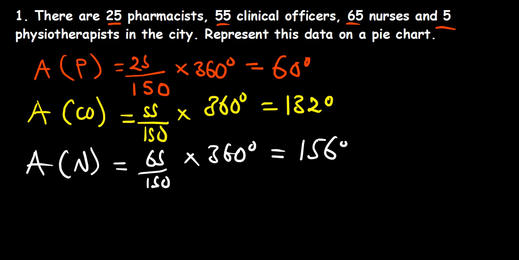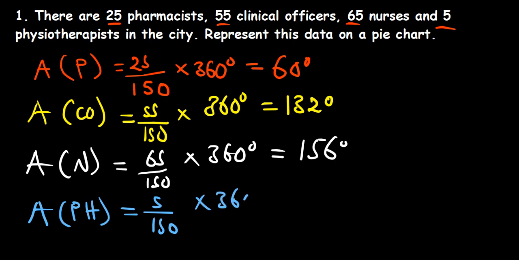Okay, so we are just remaining now with the one for physiotherapist. So we are going to say the angle for the physiotherapist. We are going to indicate this by pH. Okay, it's just equals to, we're going to have 5 divided by 150, then multiplied by 360 degrees. This is going to give me 12 degrees.